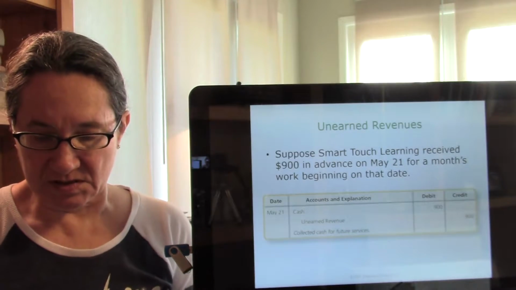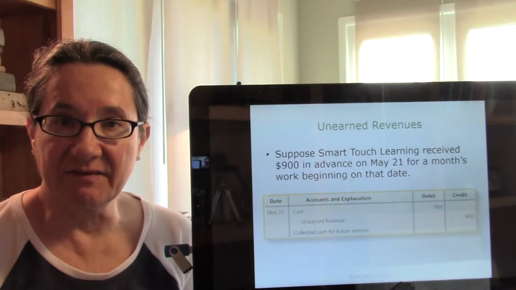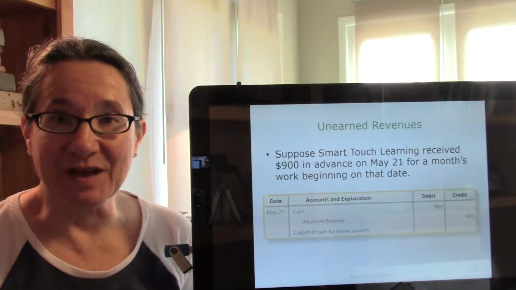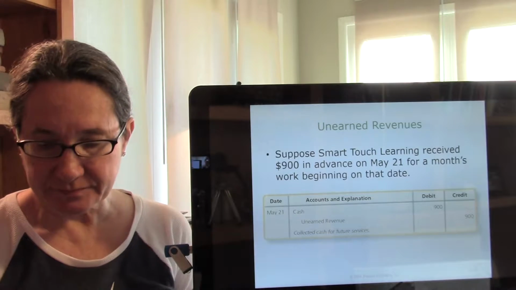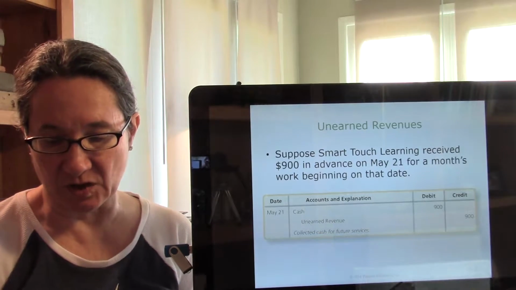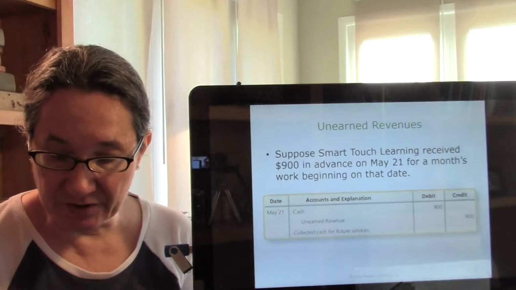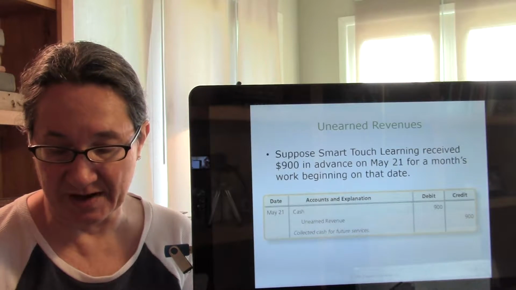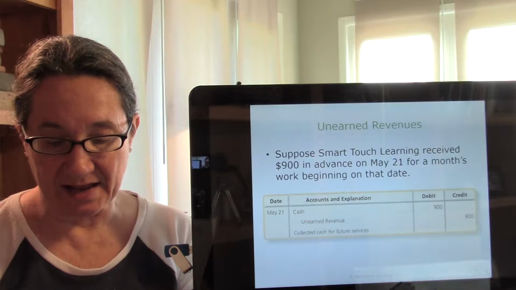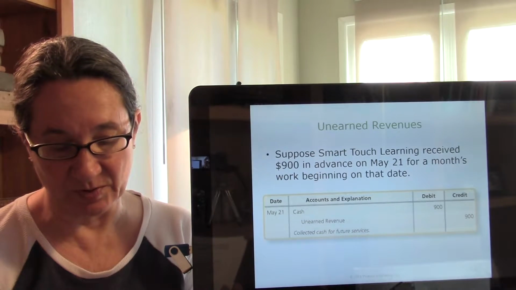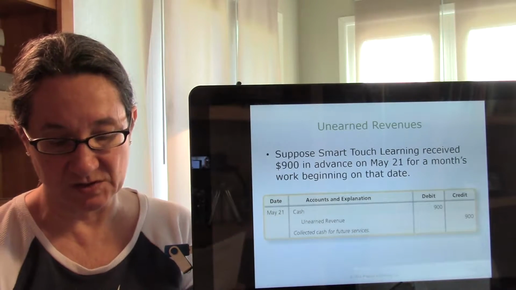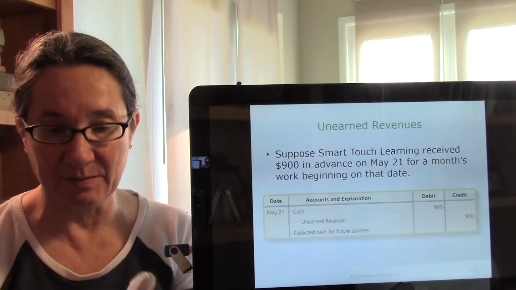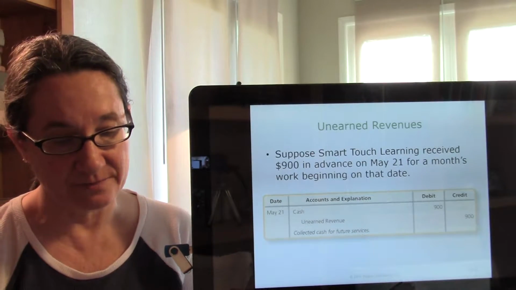Let's suppose somebody gives us a cash advance for doing some work. All right. So that means we're going to have one of those unearned revenues. Unearned revenue is also called deferred revenue. Unearned revenue arises when a business has received cash in advance of providing goods or performing work, and therefore has an obligation to provide goods or services to the customer in the future. Unearned revenues are current liabilities until they are earned.